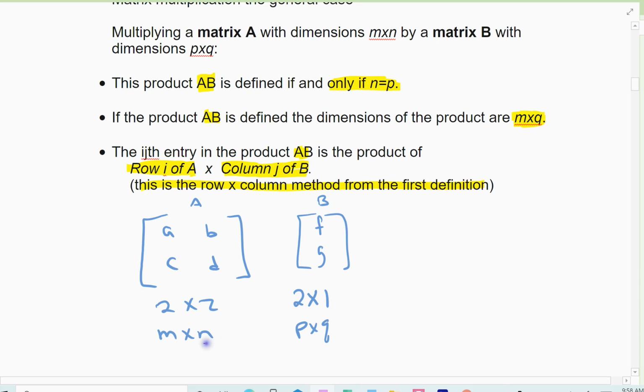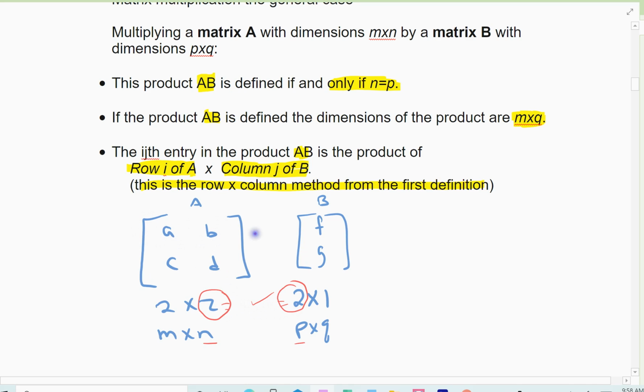This would be my N. Does it match my P? And it does. In this case, they're both 2, and so that checks. This 2 matches with this 2. That means I've got two numbers in my row, and I've got two numbers in my column. That's what those 2s represent, right? I've got two numbers in my row.